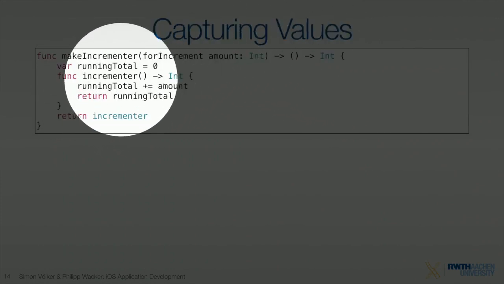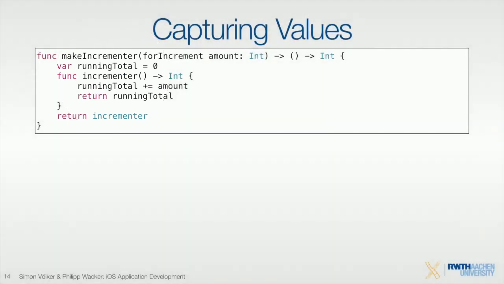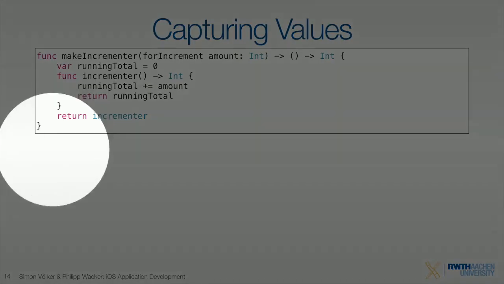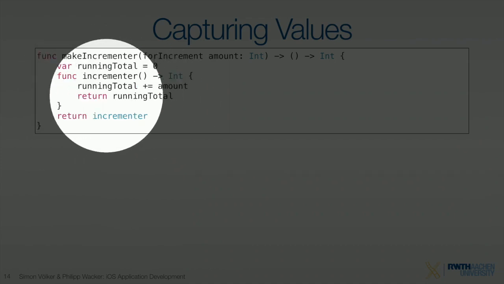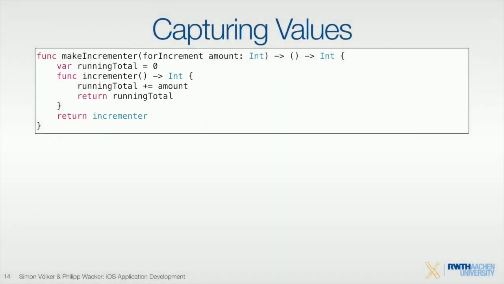I specify then a running total, starting at 0, and then I create a function for my incrementer that adds the amount to my running total and returns that. And the return type of this function is then this incrementer function that I'm creating here inside.